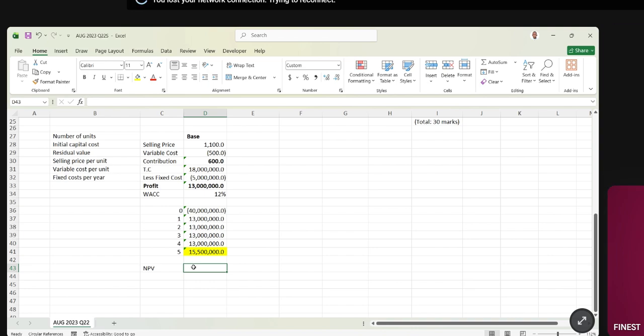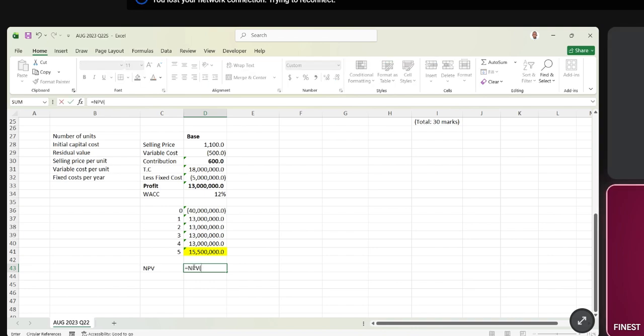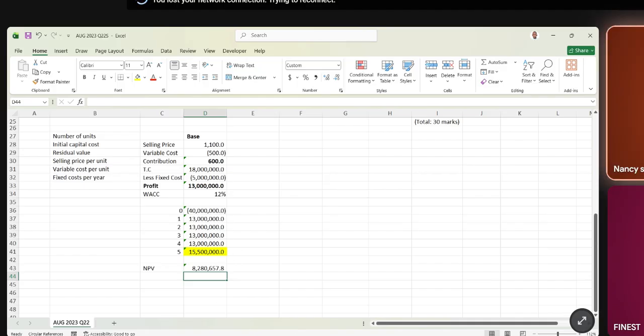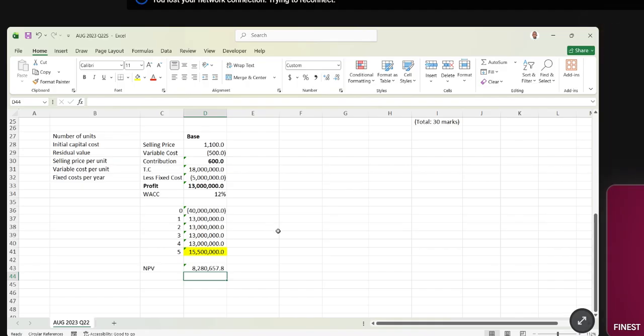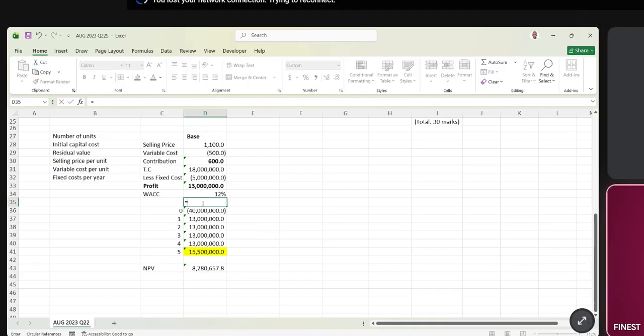So in this case, it is just the same. We come and say equal sign NPV like that. What is the rate? The rate is 12%, comma, the values. So values from year 1 to year 5. I close the bracket, then add the initial outlay. The initial outlay is 40,000. It is as simple as that.